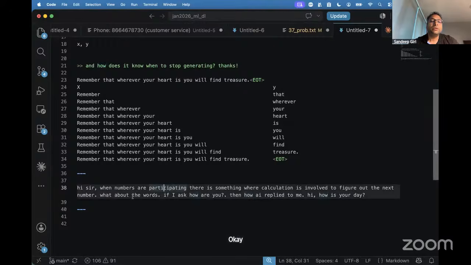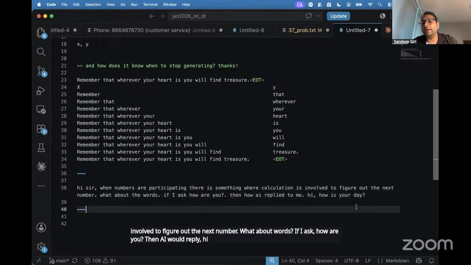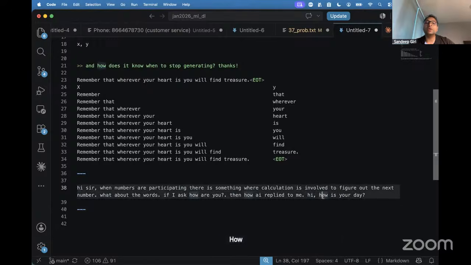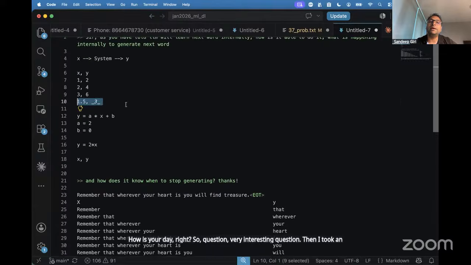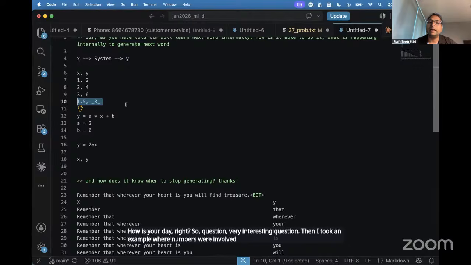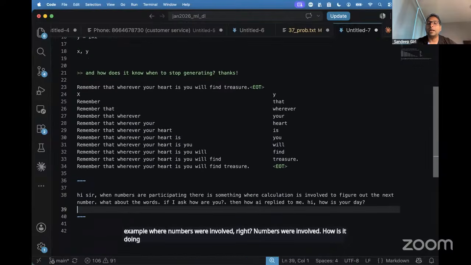Okay. So when numbers are participating, there is a calculation involved to figure out the next number. What about words? If I ask, how are you? Then AI would reply, hi, how are you? How is your day, right? So I took an example where numbers were involved. How is it doing with the words?